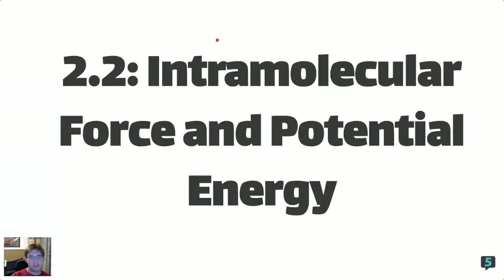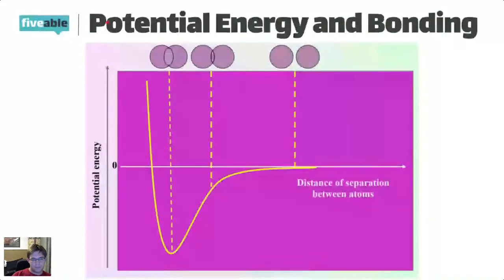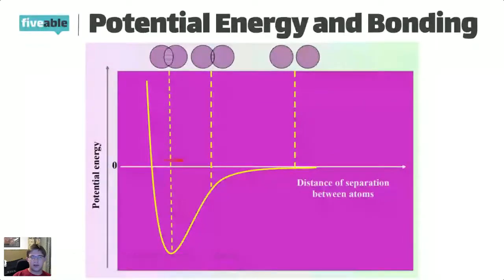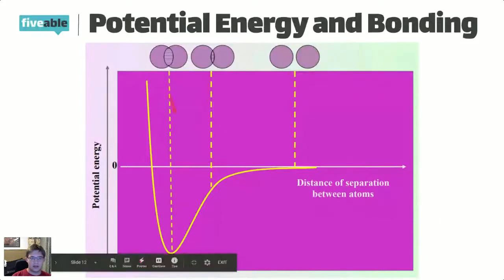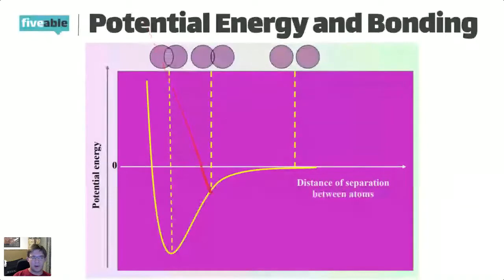Let's take a quick look at a graph of potential energy and bonding right here. Here we see a graph where the y-axis is the amount of potential energy, where here's 0, and this is the distance of separation. So here you see they're separated, they're overlapped a little bit, and now here they're overlapped a lot, and then it starts increasing. So let's start talking about the different parts of this chart. Here we see when the potential energy is near zero, they're separated.